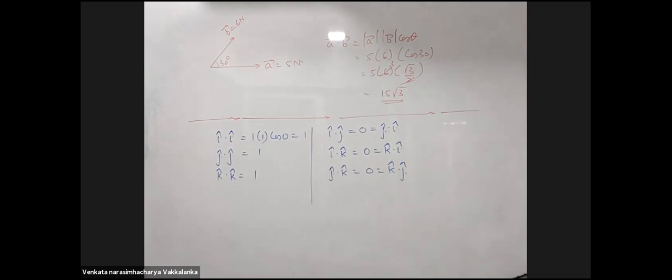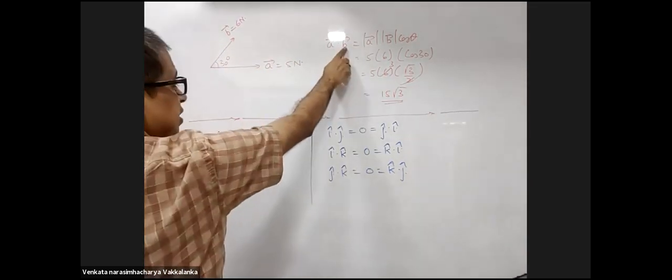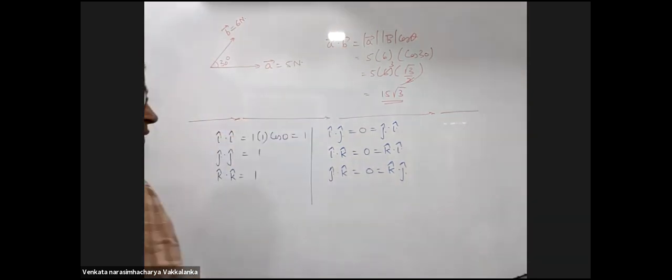Sir, the 15 root 3 won't have a unit, right? It'll just be a magnitude. 15 is Newton, but there is a magnitude: Newton square, rather, because you are multiplying two vectors.